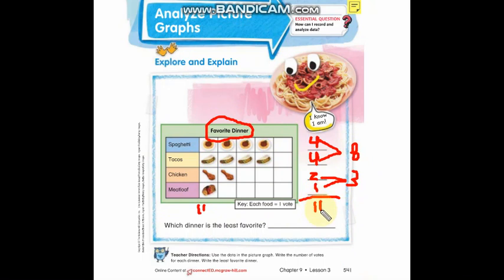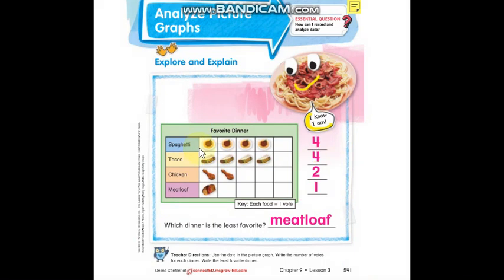Now everyone listen carefully. Which dinner was the favorite? Spaghetti and tacos, because they are equal. And which dinner was the least favorite? Meatloaf, because as you can see, one person voted for the meatloaf. Well done. So let's check our answers now. Let's say them again.